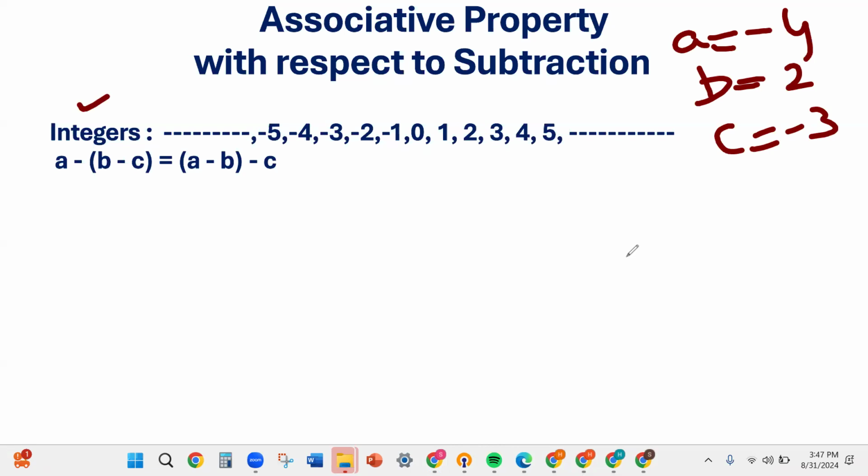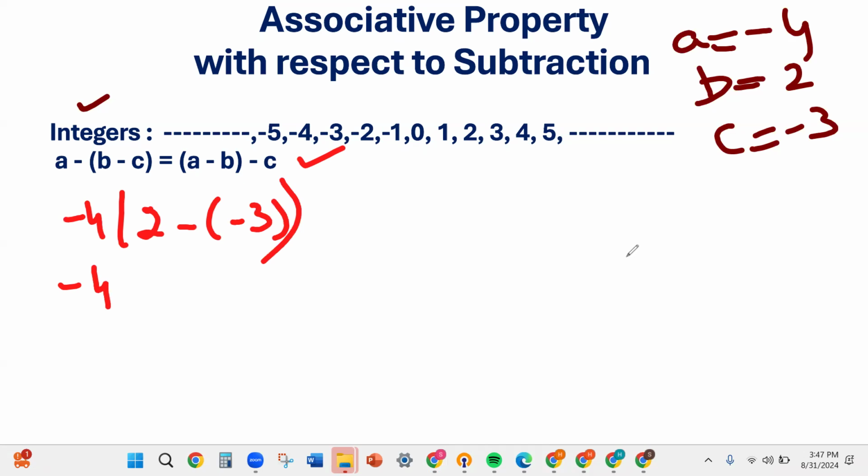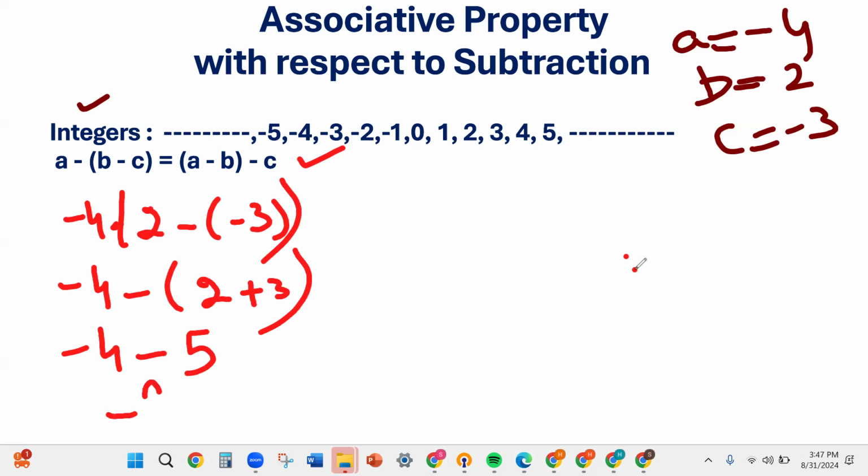So we are substituting in the property. This is the property. A is -4, B is 2, and C is -3. -4 minus, here also is the minus, 2 minus into -3. Minus into minus is plus. 2 plus 3 is 5. And this will give you -9.